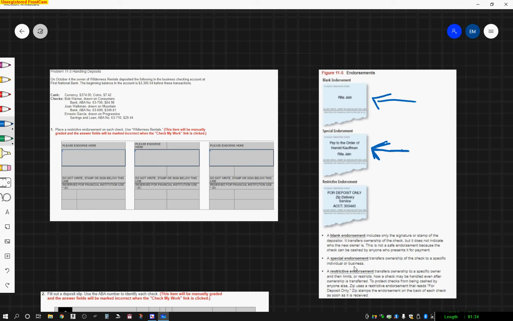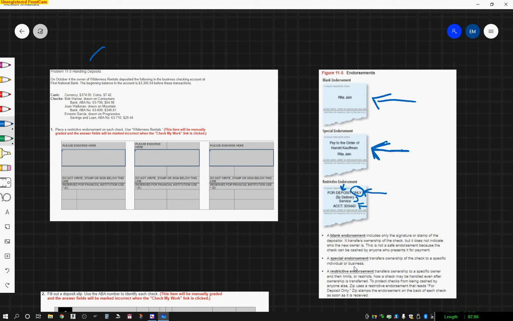It reads, this is where it's key. I'm not sure why I have to keep explaining this one, but a restrictive endorsement is specifically going to say for deposit only. You see the restriction? Only for deposit. The name of the company. Right, there's the name of the company and their account number. So a restrictive endorsement, which I believe is what they're going to be asking us to do here. So let's look at the question now.